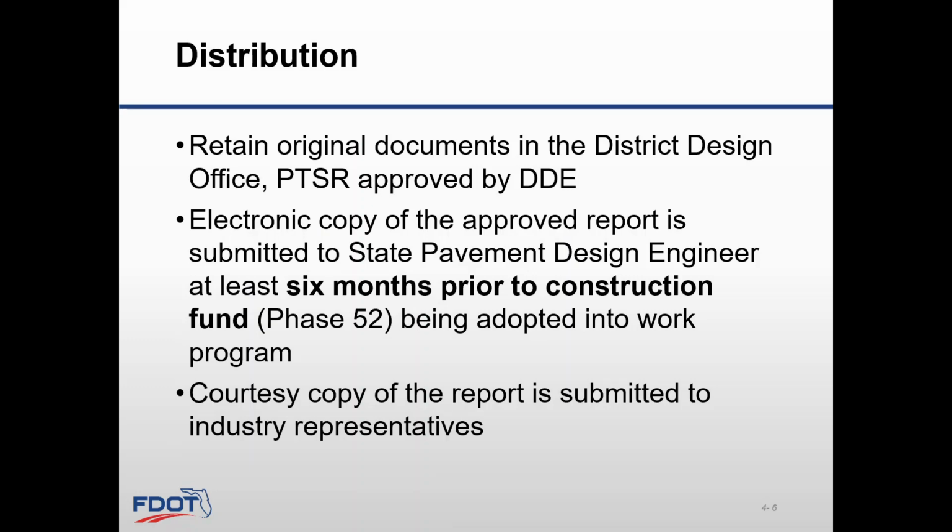In addition to retaining the original documentation in the district design office, an electronic copy of the approved pavement type selection report will be submitted to the state pavement design engineer at least 6 months prior to construction funds, that means phase 52, being adopted into work program. A courtesy copy of the pavement type selection report will be submitted to industry representatives.